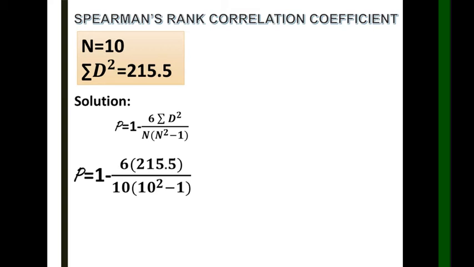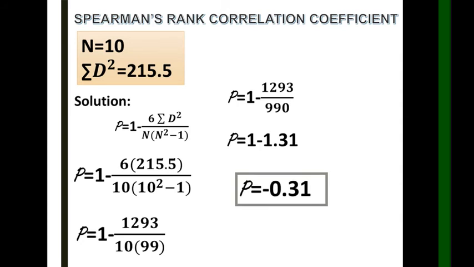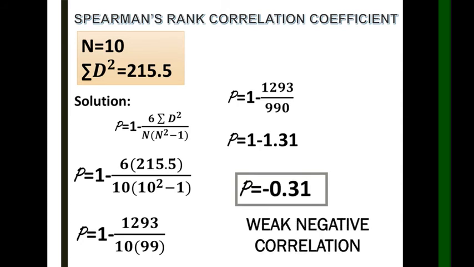And then, we will multiply 6 times 215.5, and the answer is 1,293. For the other part, we have 10 squared, which is 100, minus 1, that is equal to 99. Next, we have 10 times 99, and that is equal to 990. Divide the two: 1,293 divided by 990 is 1.31. Subtract 1 minus 1.31, and you will get negative 0.31. And the interpretation is weak negative correlation.